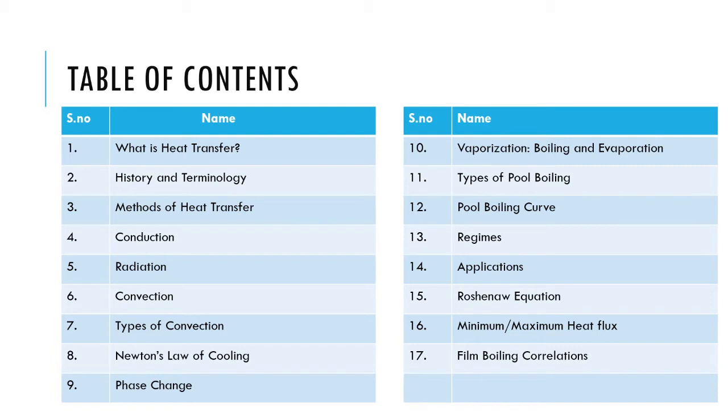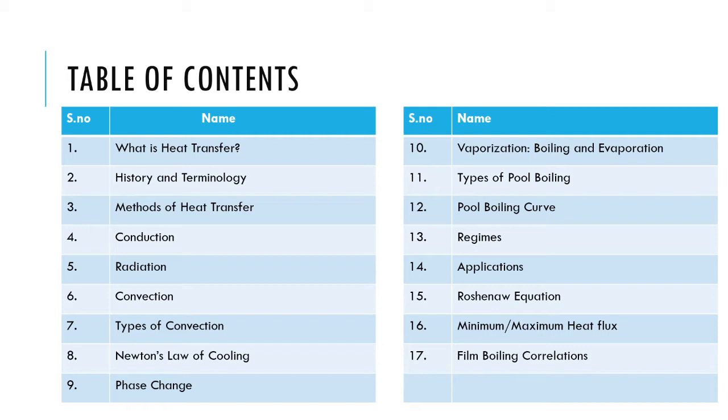First of all, we have the table of contents. The purpose of this is to keep the presentation organized, so that it can be accessed easily by anyone who may want to watch a specific topic. They can just see their number here and move on to it. So I would like to give you a brief overview of all that has been covered in this presentation and then move on. So at number 1, we have what is heat transfer.